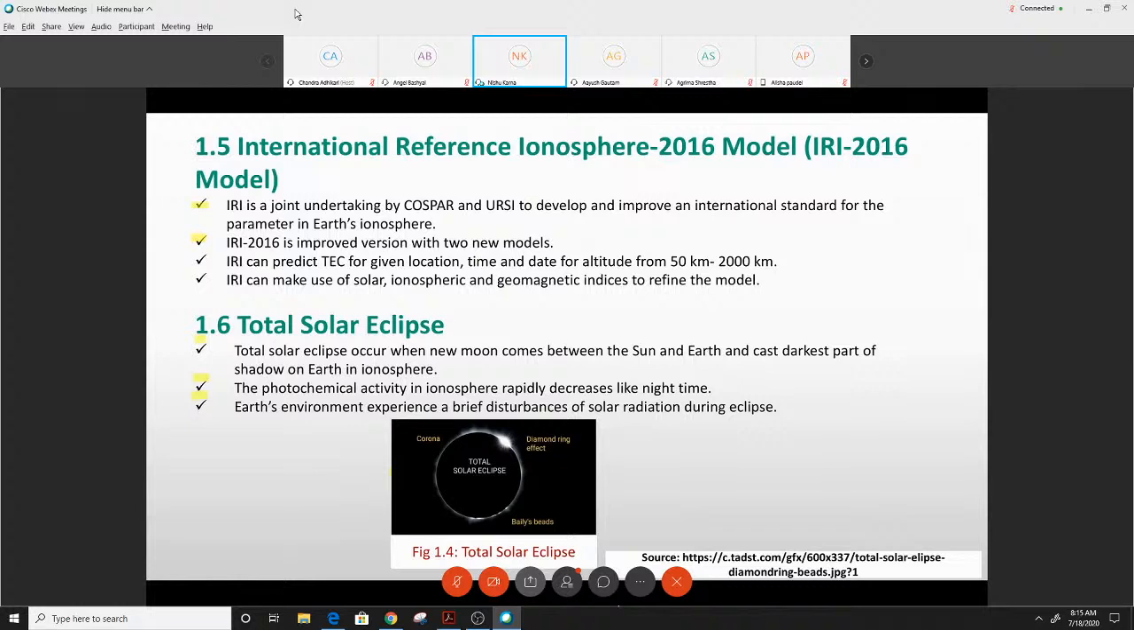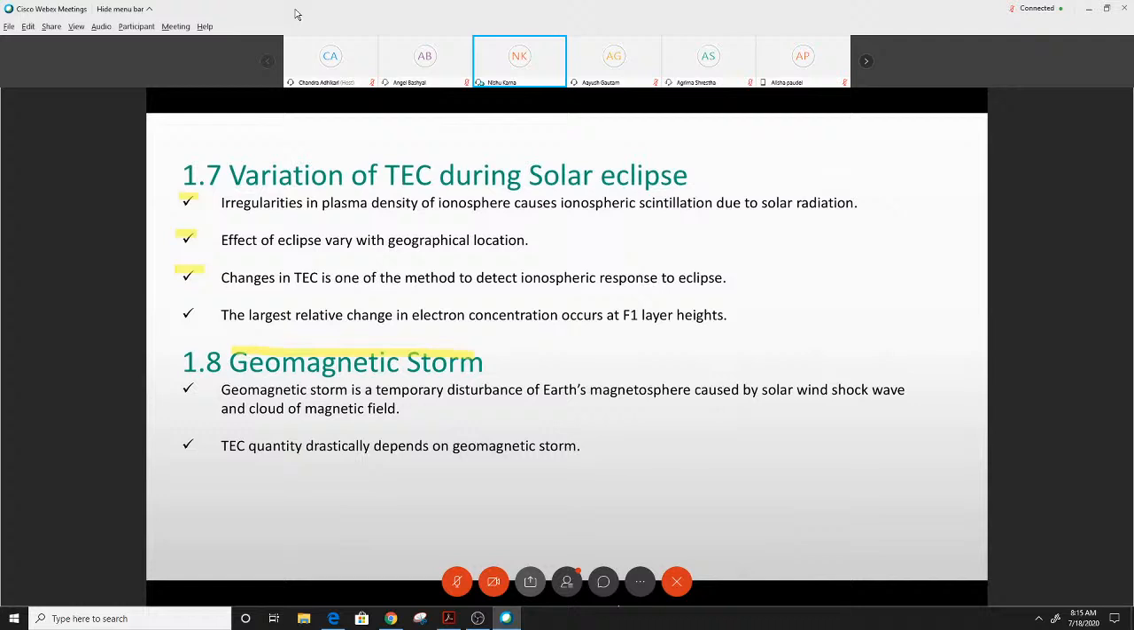So what is a total solar eclipse? A total solar eclipse occurs when the new moon passes between the Sun and Earth and casts a shadow on Earth, due to which the photochemical activities in the ionosphere decrease rapidly, which affects the Earth's environment with huge disturbances of the solar radiation. So how does it affect TEC? The irregularities in the plasma density of the ionosphere due to the solar eclipse cause the GPS signal to experience phase fluctuation, called ionospheric scintillation, caused by solar radiation.